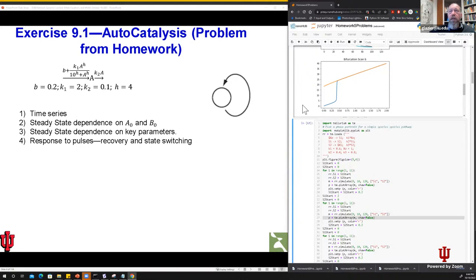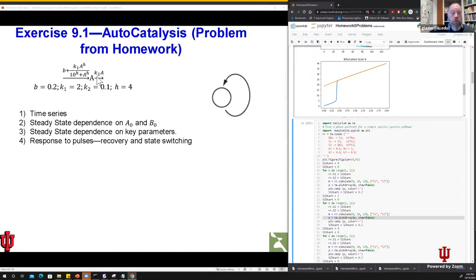And I see this happening here. As I increase B, I see this relatively sharp switch where my low steady state jumps up and merges in with the high steady state. And so in this case, for small values of B, I have two values of the steady state. For large values of B, I only have one. I only have the high steady state.